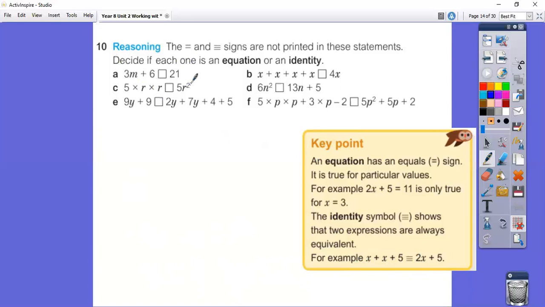So in these questions, it says the equal and the identity signs are not printed in the statements. Decide if each one is an equation or an identity. So you look at these questions, and then you can put in here either the equal sign or the identity sign to say whether this is an equation or an identity. Have a go at them, see how you do. If you get stuck, message me and I can respond to you, or I can respond to you via Zoom.